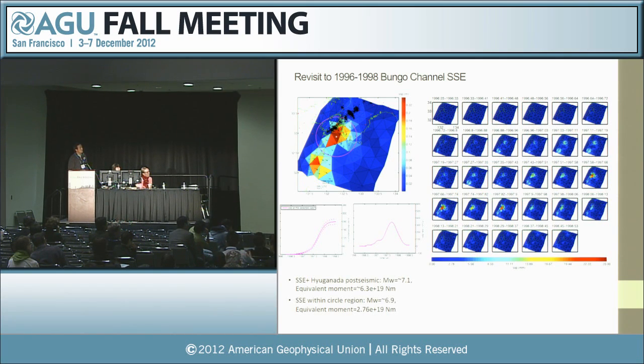If you combine these two together, you get a moment magnitude of about 7.1. If you only concentrate on the trend slip part, you have 6.9. I should mention that the slip evolution for this event is also similar. It's actually quite simple: the slip initiates in the northeastern corner and basically migrates southwestward.